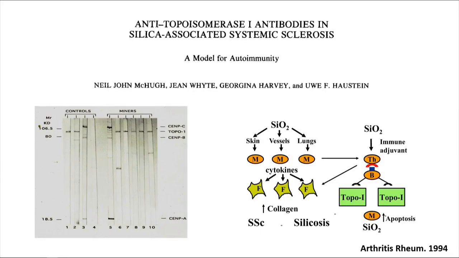miners, these were uranium miners from former East Germany, who were exposed to massive amounts of silica. Some of these developed scleroderma, and again, they had a slightly different antibody response, this time to anti-topoisomerase 1. So it's a combination of these genetic and environmental factors that drive a very specific autoantibody response.